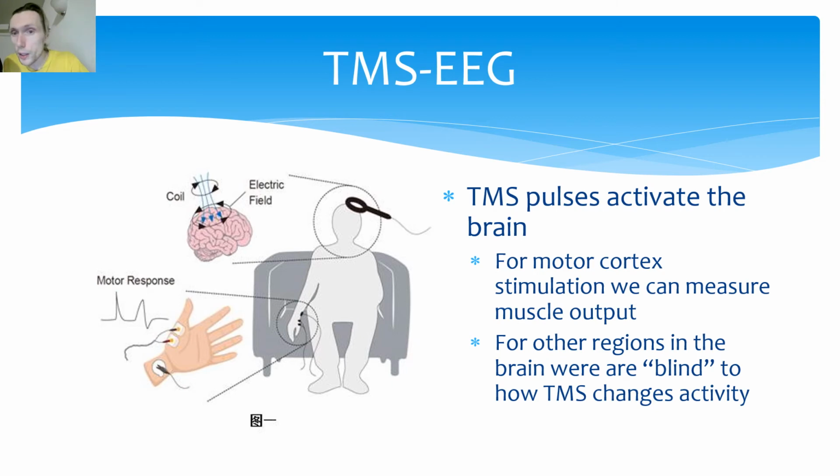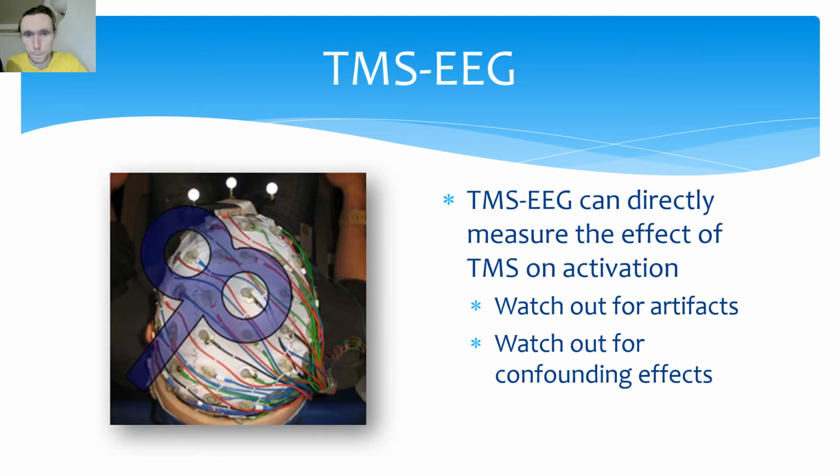Of course, EEG can measure all parts of the brain. So if you could combine TMS with EEG, that would solve that problem. And that's basically what we're trying to do: combining TMS with EEG to know what TMS actually interferes with and to see what the TMS actually activates. But of course, as you would expect, given that TMS is also just a magnetic pulse, there will be some artifacts and some confounding effects that I want to quickly talk about.